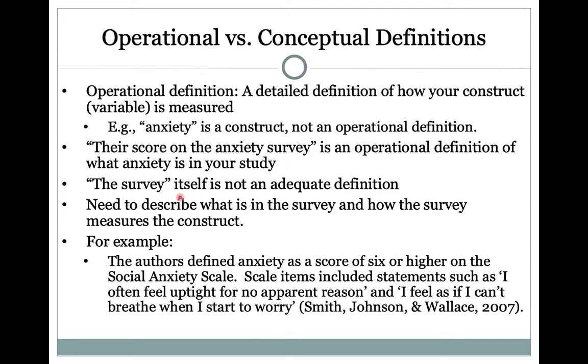The survey itself is not an adequate definition. The measurement from their survey is the operational definition, not just the survey itself. And you need to describe what is in the survey and how the survey measures the construct. So you need to give me more detail than just the survey. So for example, the authors define anxiety as a score of 6 or higher on the social anxiety scale. Scale items included statements such as, I often feel uptight for no apparent reason, and I feel as if I can't breathe when I start to worry. So this is how you're defining anxiety, a score of 6 or higher on the social anxiety scale, and then giving examples of what is in the scale.